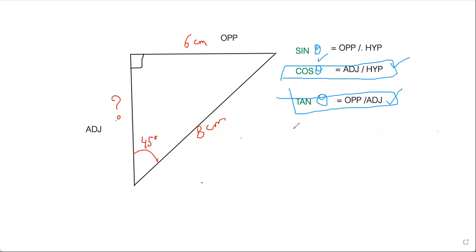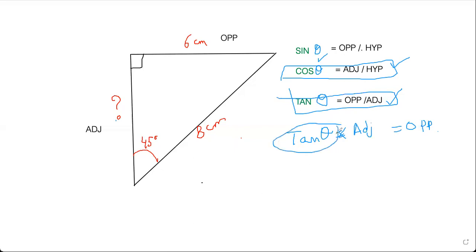We have to find adjacent. So see, this is tan theta. Adjacent is dividing here, so you can shift it here, it will multiply. Tan theta multiplied by adjacent is equal to opposite. We have to find adjacent, so we have to make adjacent the subject. Adjacent should be alone here.